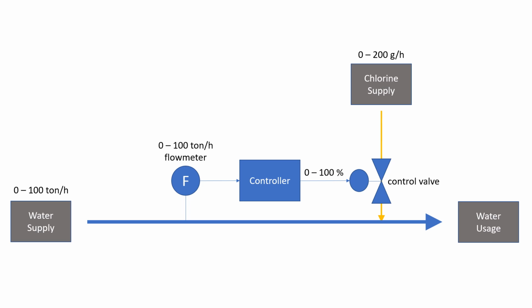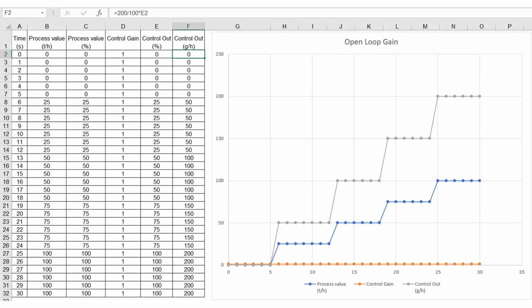If we don't want to reduce the system capacity, we need to increase the chlorine supply capacity to 200 gram per hour in order to keep the chlorine concentration at the water outlet at 2 parts per million. Note that in the table, the control gain is 1, since ratio between % output and % input of the controller is 1. 100% of controller's output now corresponds to 200 gram per hour.